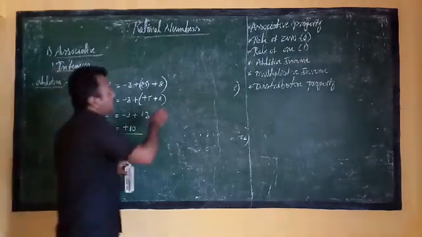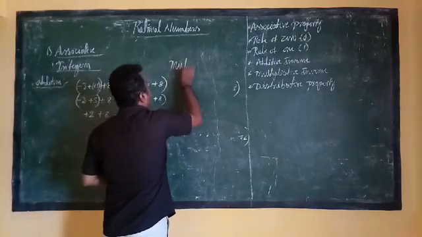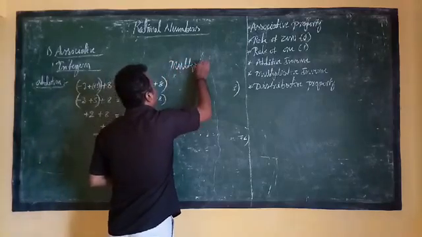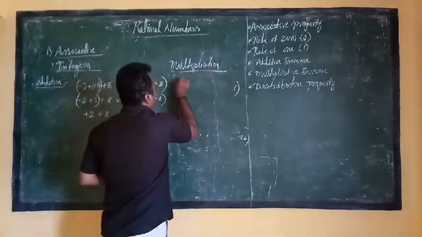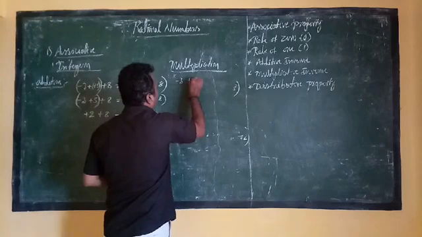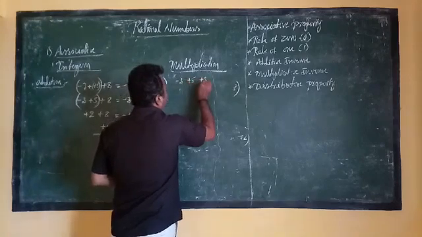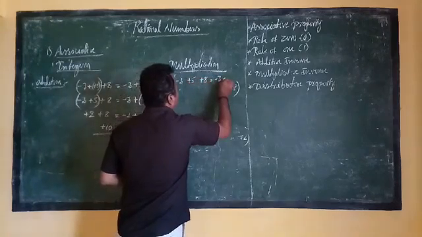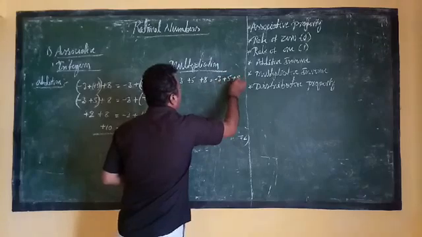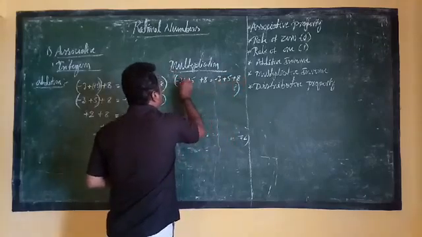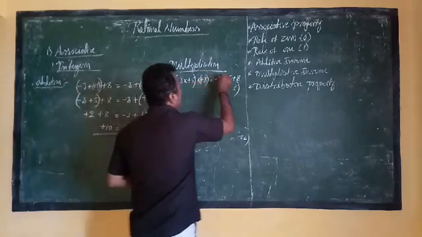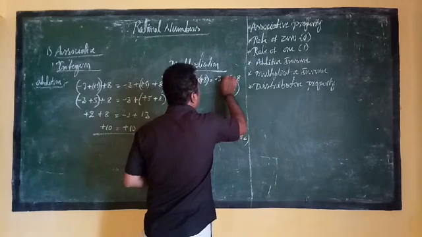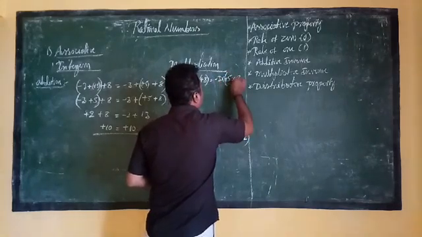Therefore, the associative property of integers is satisfied under addition. And multiplication is also satisfied. Okay, multiplication is also satisfied. Let us check it. See, minus 3 into plus 5 and plus 8, it is equal to minus 3 into plus 5 and plus 8. In that, this is into, this is also into. So minus 3, this is plus 5, here into, this is also into.